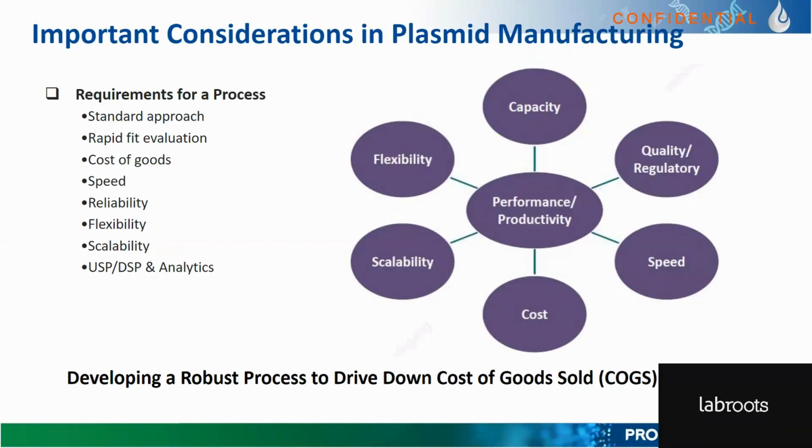Further on, the cost of the manufacturing process could be pretty high, but developing a cost-effective and sustainable manufacturing process requires careful consideration before launching the product. To this end, we follow a certain approach every single time when we're designing a new process, making sure the capacity, flexibility, scalability, cost, quality and regulatory, and speed are addressed in order to deliver a robust process to drive down the cost of goods sold of a plasmid.